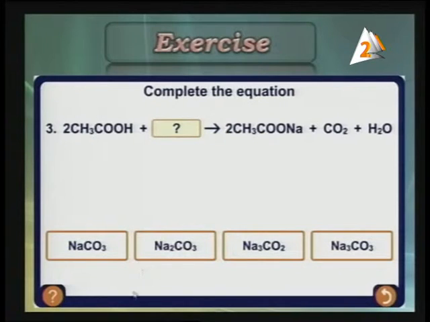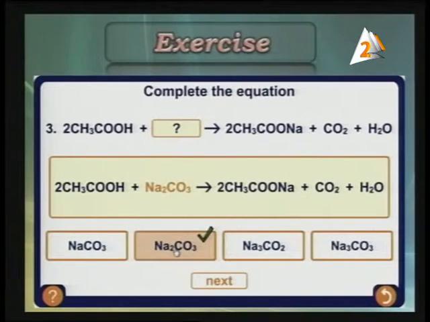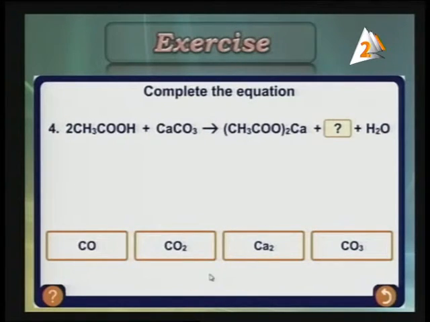This is carbon dioxide and water. So which one is right? Here we have this one, Na2CO3. It's sodium carbonate, to make the reaction between the acid and sodium carbonate, forming a salt and carbon dioxide and water. It's good to see another one about this type of compounds called carboxylic acids.